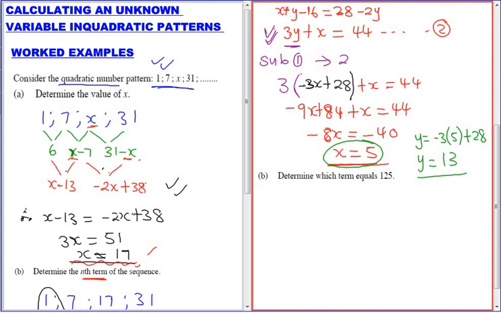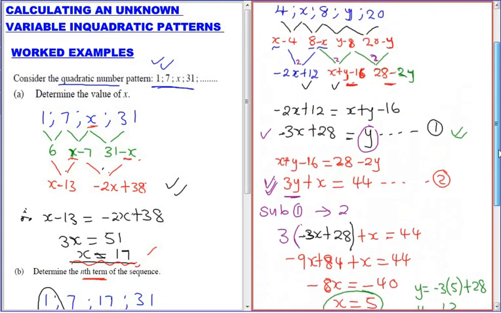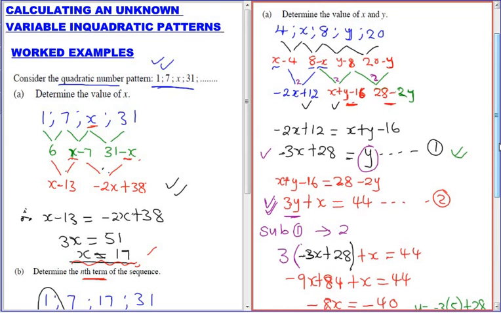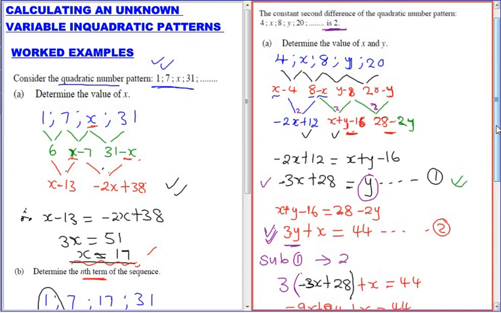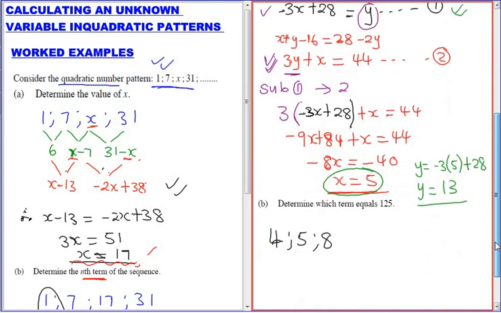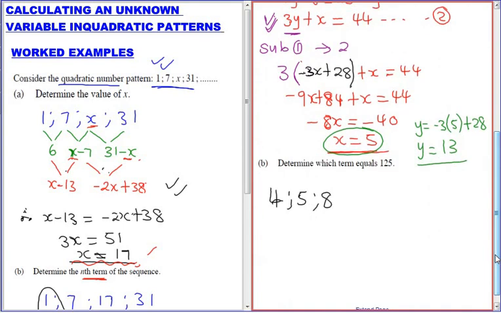Okay, so 4x is 5 and then 8. Then what comes next? We have y and then 20. So our y value is 13, and then we should have 20. We would like to figure out which term is equal to 125.